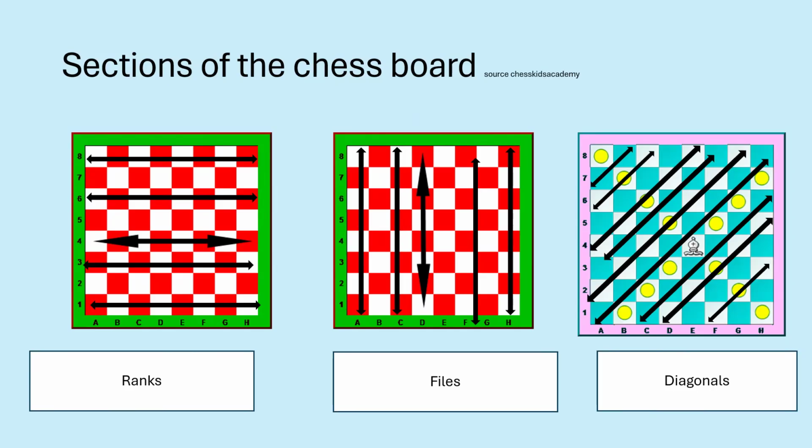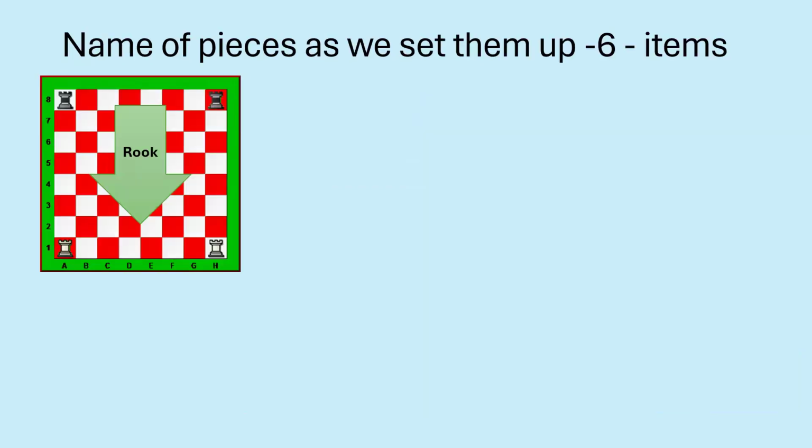But let's move on now to the naming of the different pieces of the chessboard. As I've already indicated, we've got 6 of them. The first one we're going to look at is the rook. That's the rook, and this is the 3-dimensional representation of the rook itself. We have 2 rooks: the dark black rooks there, and light white rooks on the other side.